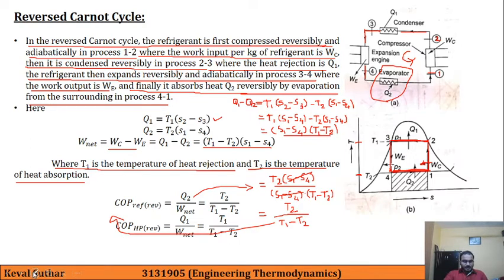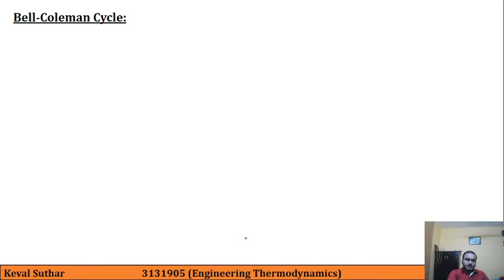Similarly, we can obtain the value of COP of the reversible heat pump. So this reverse Carnot cycle can work both ways, as a refrigerator as well as a heat pump. In case it is functioning as a heat pump, then Q1 will be our desired effect, so it is in the numerator and divided by W net. So the final answer is this. Now our next theory is the Bell-Coleman cycle.